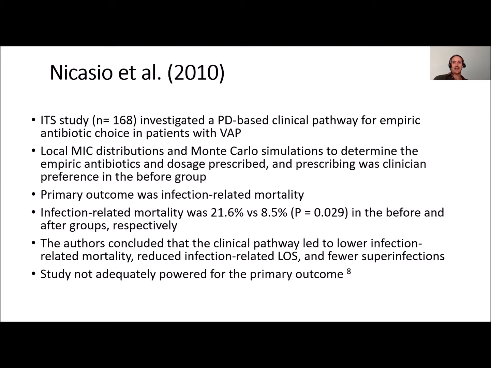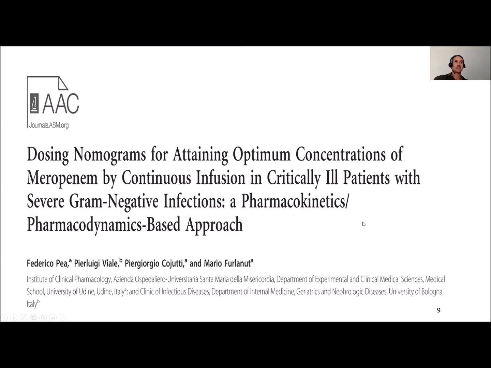In this study, they found mortality in the before group was 21.6%, which went to 8.5%, which is fairly significant. The authors concluded that they had lower infection-related mortality, reduced length of stay, and fewer superinfections. This study wasn't adequately powered for that primary outcome, but the results are very interesting nonetheless.